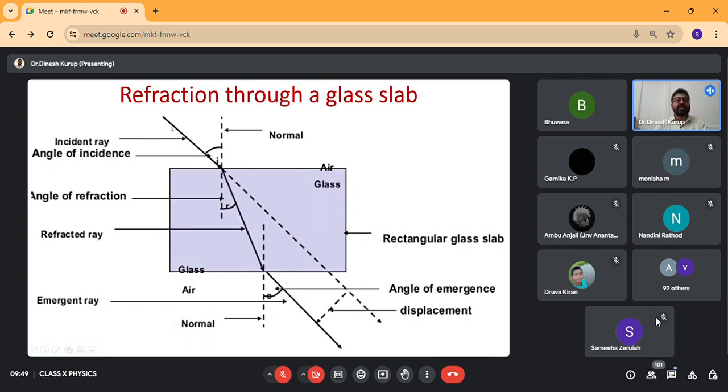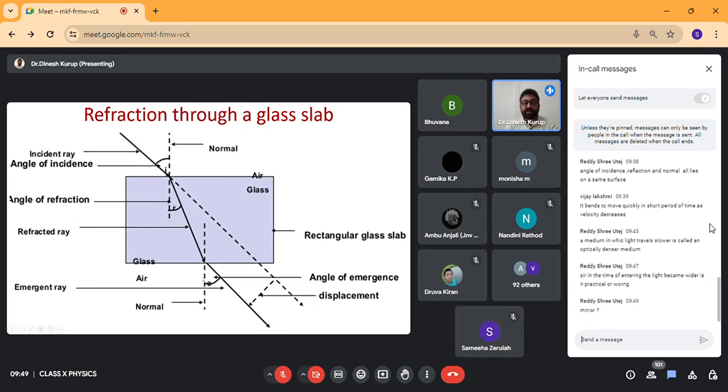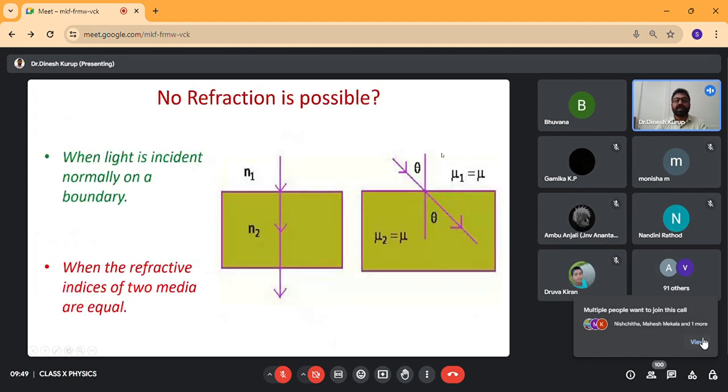This is the refraction through a glass slab. The light ray is coming, it will bend towards the normal because it is entering from a rarer medium to a denser medium. Now here it is entering from a denser medium to a rarer medium, so it is moving away from the normal. So there is a lateral displacement from the normal direction.